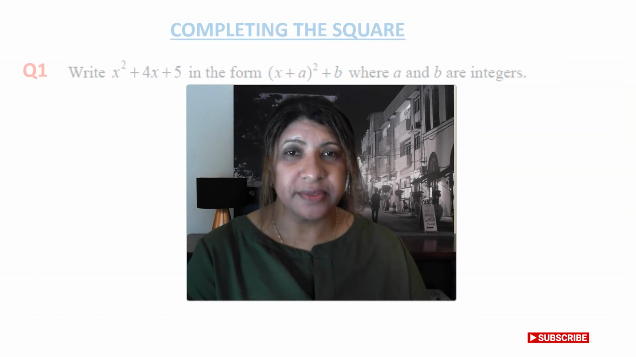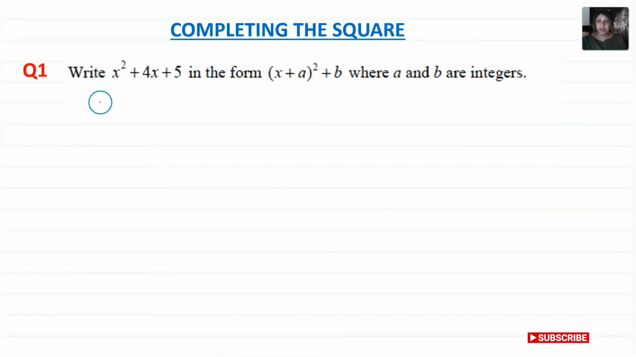Okay, so let's start. For question 1, we are asked to write x squared plus 4x plus 5 in the form x plus a squared plus b, where a and b are integers. Integers just means the numbers are going to be whole numbers, negative or positive.